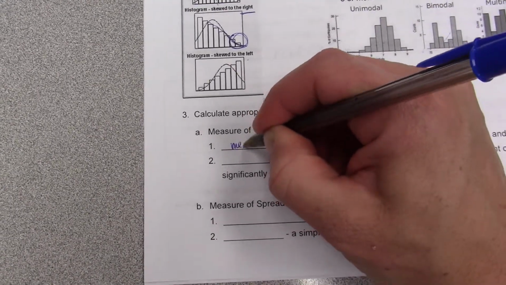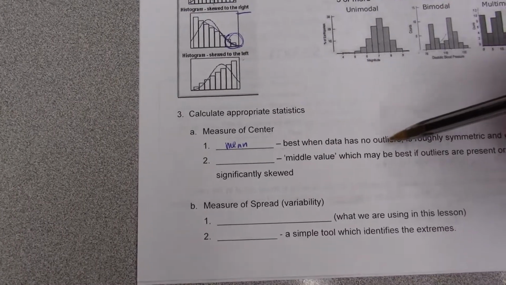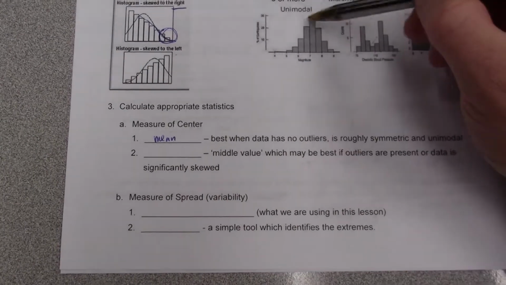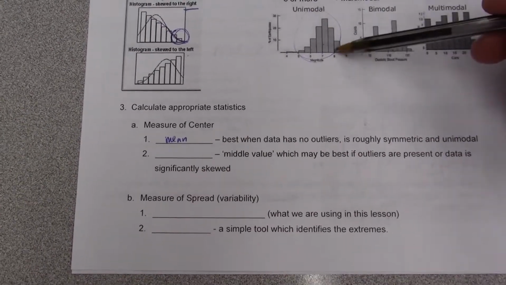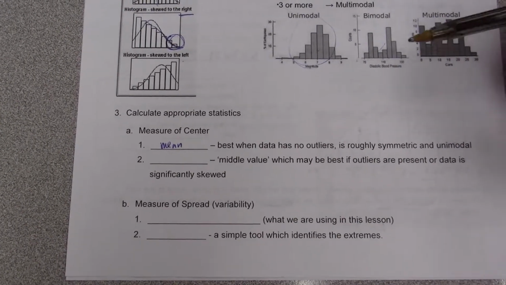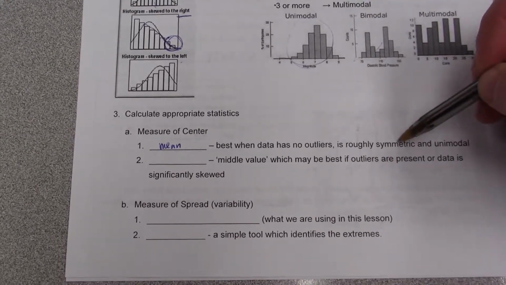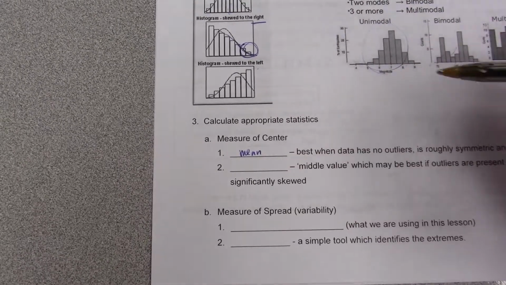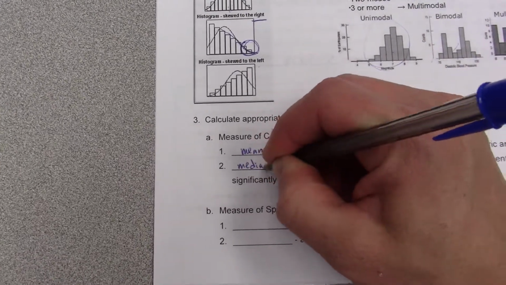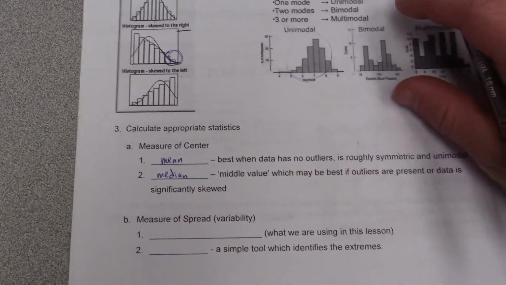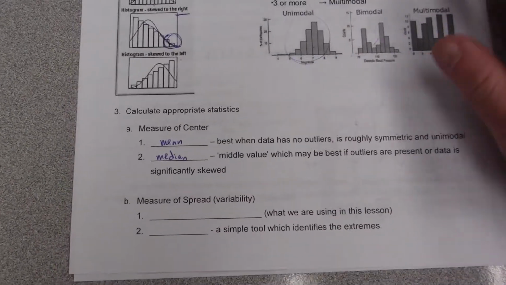So the mean, or the arithmetic average, is usually best when we have no outliers, and it's roughly symmetric and unimodal. So, things that look like this are best when the measure of center is calculated by finding the mean. If we do not have a symmetric shape, if we have a skewed shape, it's usually better to find the center by doing the median. And the reason for that is that when we calculate the median, we kind of throw out any really small outliers or any really big outliers, and it kind of accounts for the skewed nature of the histograms.